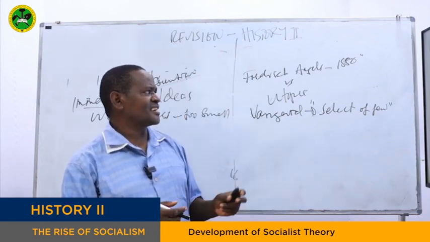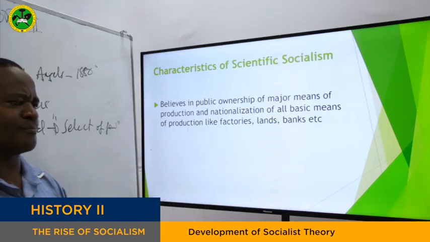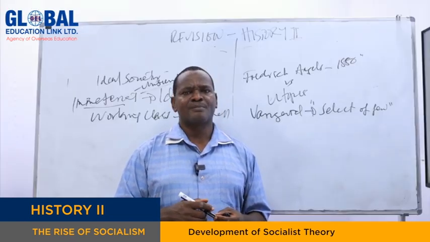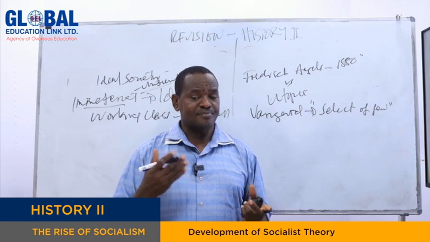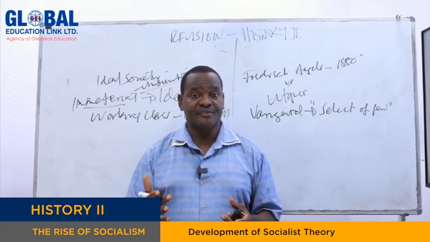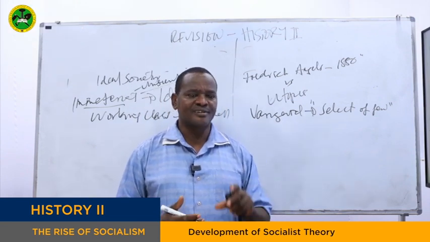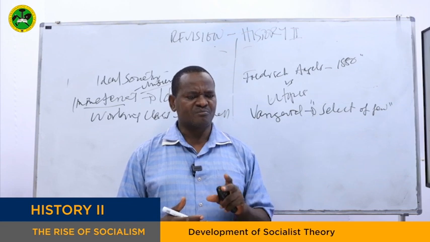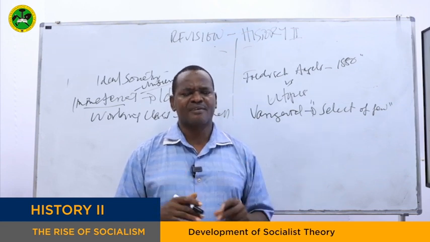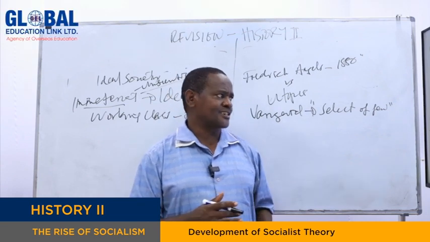Another characteristic is that they believe in public ownership of major means of production. They believe that the major means of production should be owned by the public. This ownership, as we have said, will be attained through revolution, but also through nationalization of all major means of production, including banks, industries, and land, and many other major means of production should be nationalized for the establishment of a socialistic society.